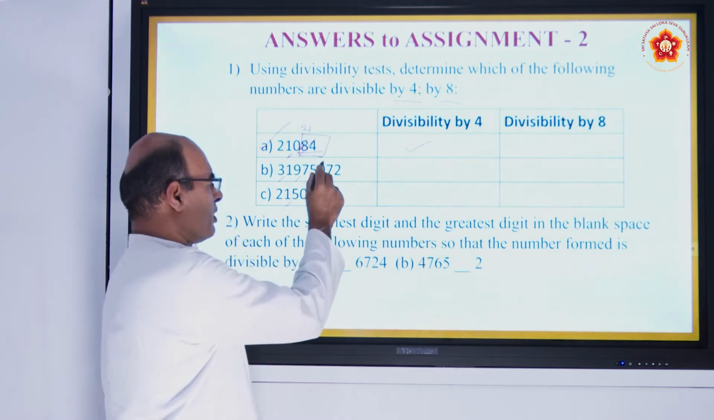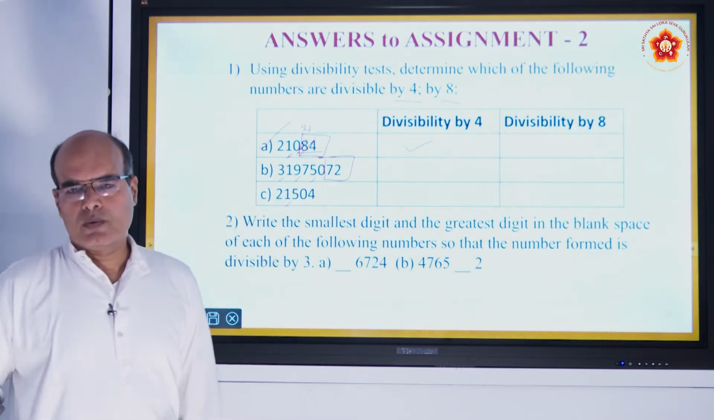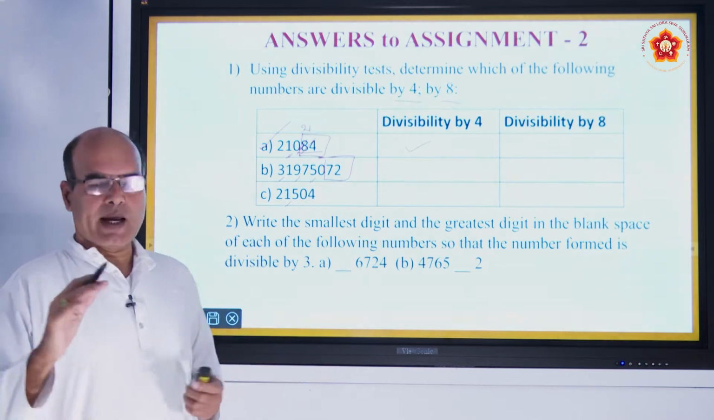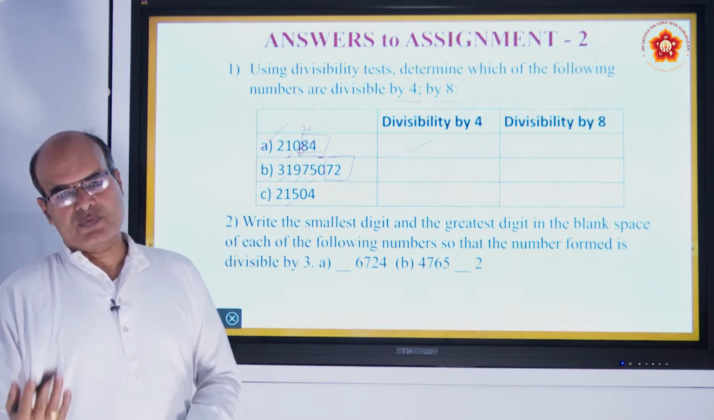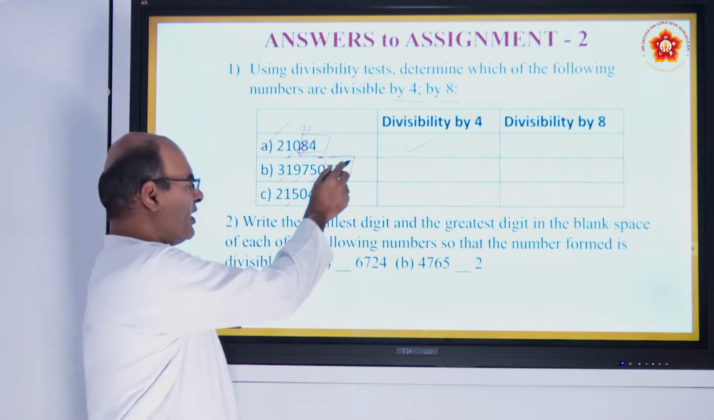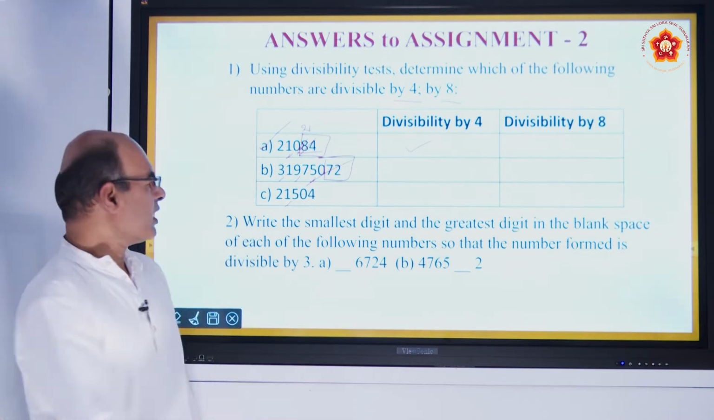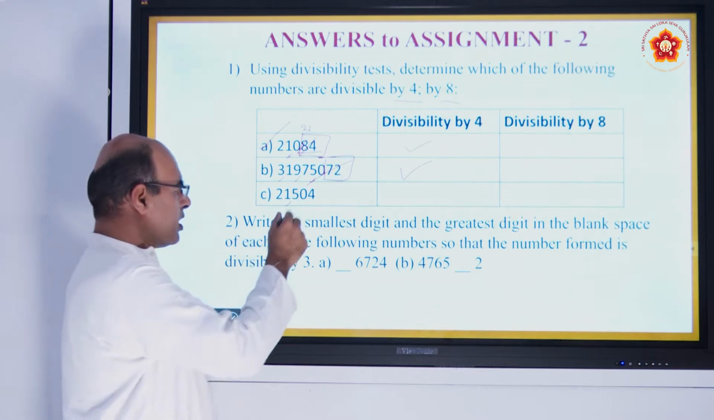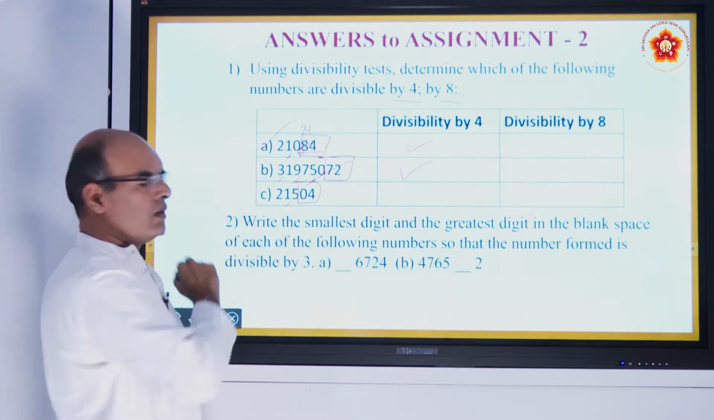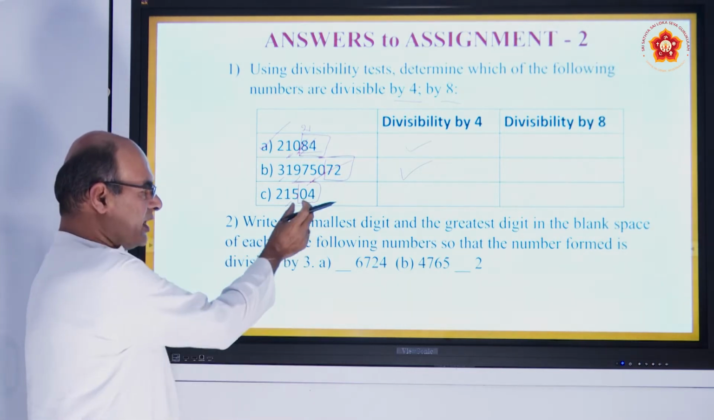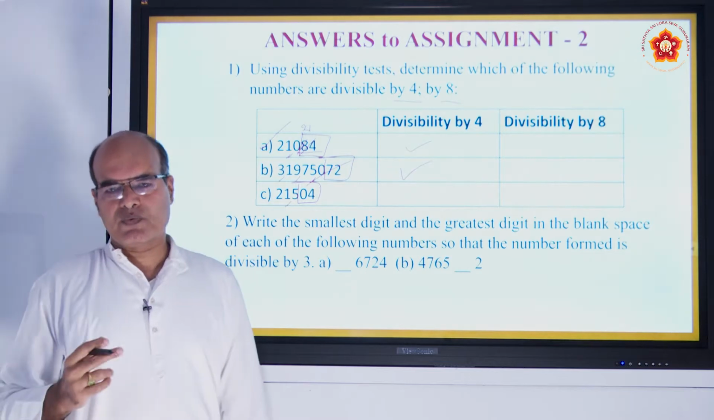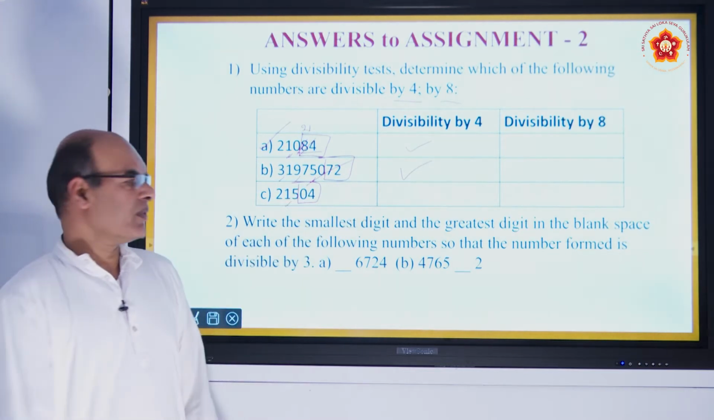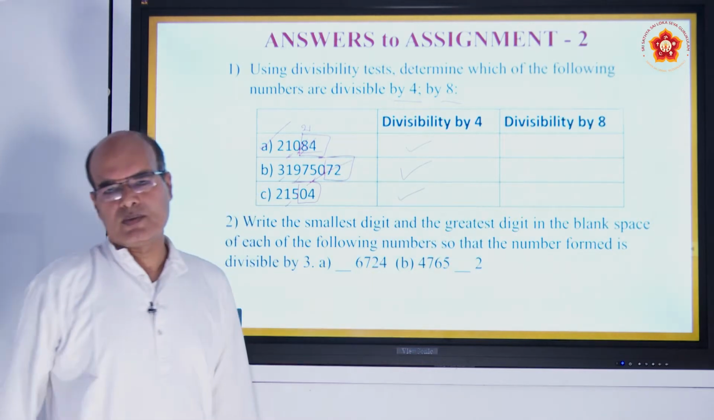For the second number, the number formed by the last two digits is 72. If you know the tables properly, you can remember 18 4s are 72. That means 4 18s are 72. So we can divide 72 by 4. Therefore, this entire number is divisible by 4. In the last number, the number formed by the last two digits is just 04, which is nothing but 4. So 4 is divisible by 4. Therefore, this entire number is also divisible by 4.